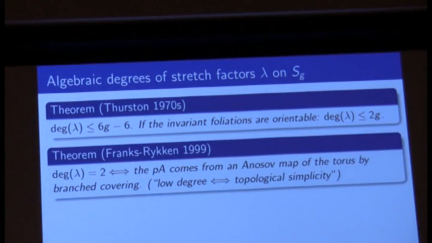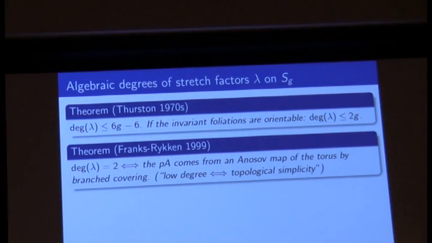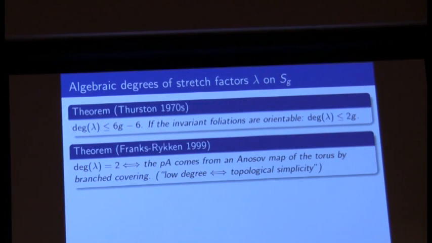And it turns out that this sort of algebraic complexity has implications to topology. So if you have the lowest stretch factor possible, quadratic stretch factor, then it turns out that this pseudo-Anosov comes from an Anosov map of the torus by branched covering. So these are pretty simple maps. So if you have low degree, that means you're topologically very simple.